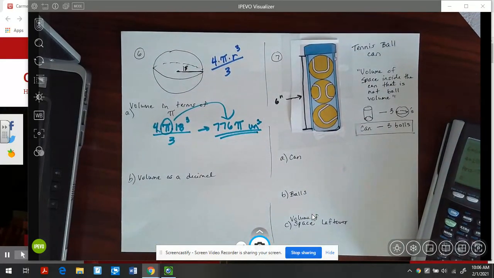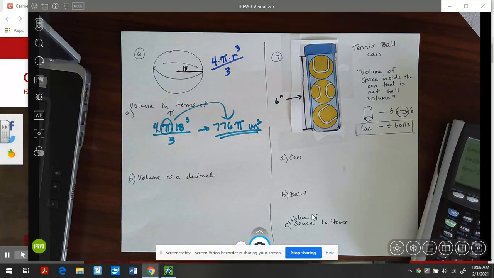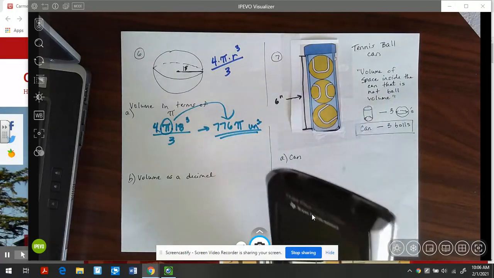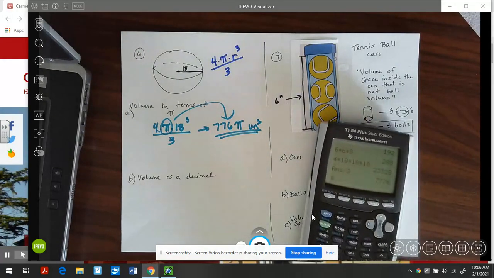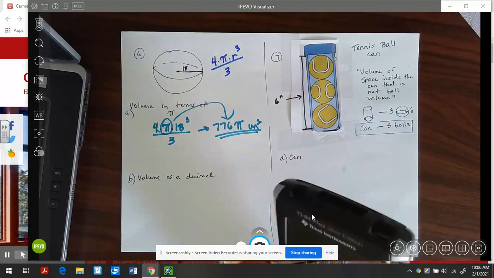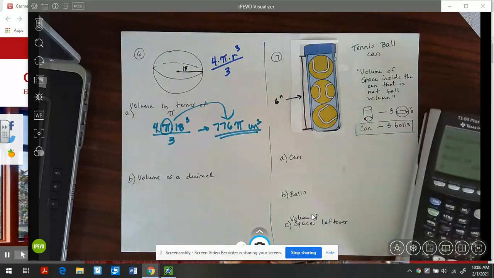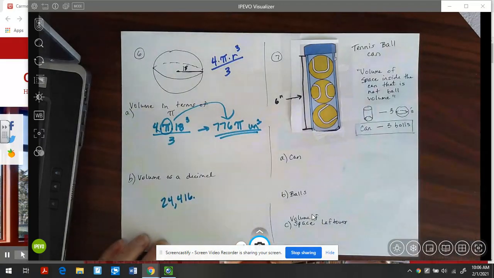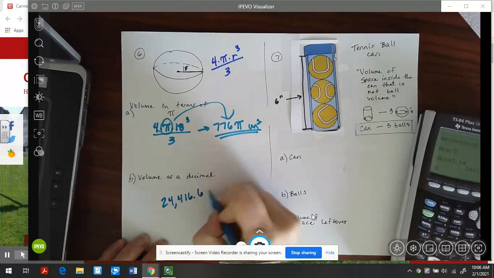Please now compute that volume in terms of a decimal by replacing pi with 3.14. So I've got my 7,776 in the calculator. I'm just going to multiply that times 3.14. And I get 24,416 point, wait for it, 6 units cubed.